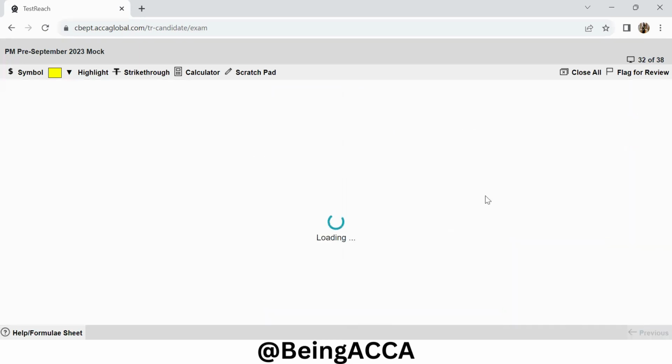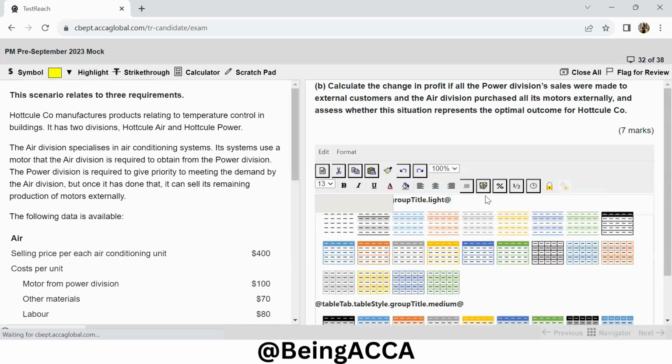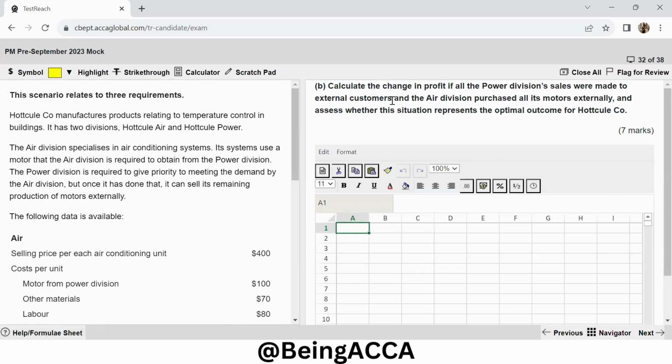This is part 2. In part 2, what we have to do is calculate the change in profit if all the power division sales were made to external customers and the air division purchased all of its motors externally, and assess whether this situation represents the optimal outcome for Hottcule company. So let's see what will be the impact. Let's have a look.